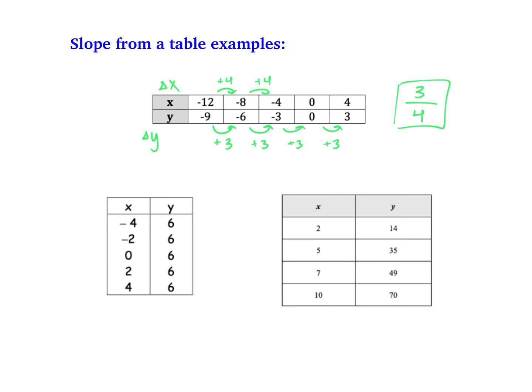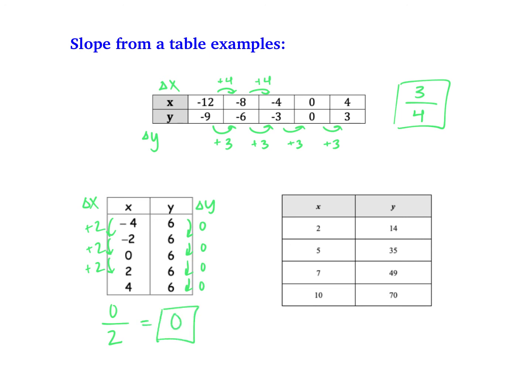Then in this next table, again, starting with my change in y, it's not changing at all. So my change in y would be 0, which is okay. And my change in x here looks like it's increasing by 2. So my slope would be 0 over 2, but 0 over anything would just be a slope of 0.